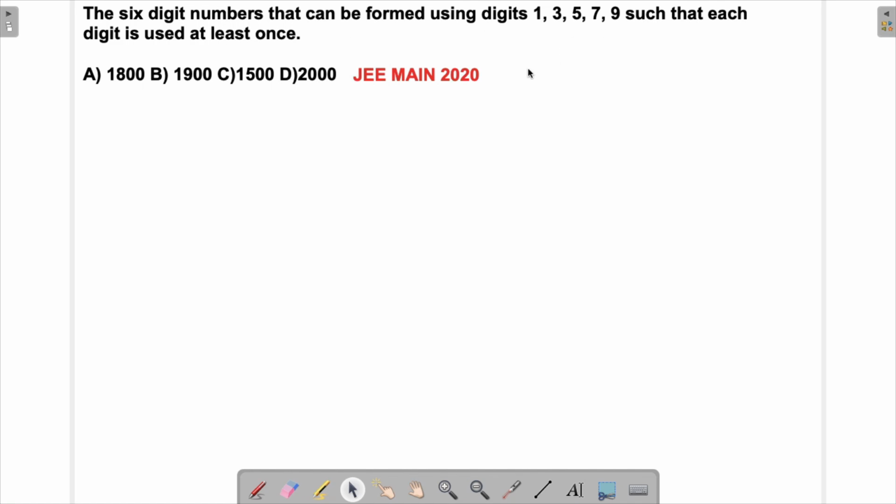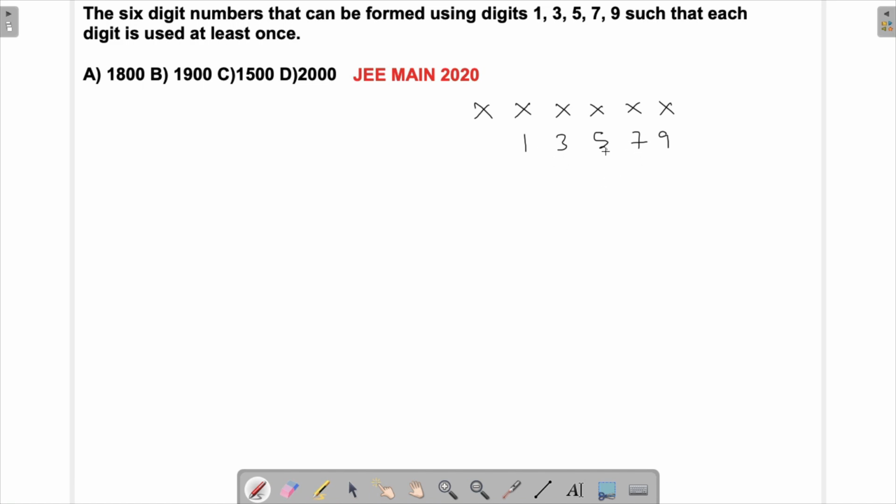Okay, so as you can understand, there is a problem here that we have got to form a 6-digit number, right? And then every digit has to be used once. So it means that, for example, 1, 3, 5, 7, 9 is one of the numbers in which all these digits are used once. And there is still one empty space, and that empty space has to be filled by one of these digits. Then only it can work, right?